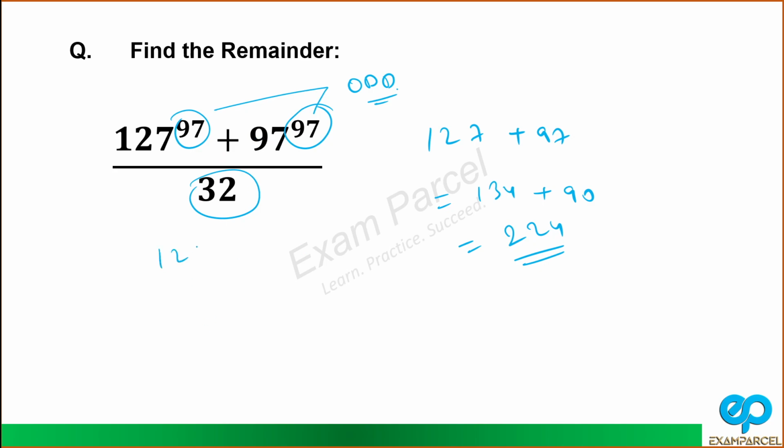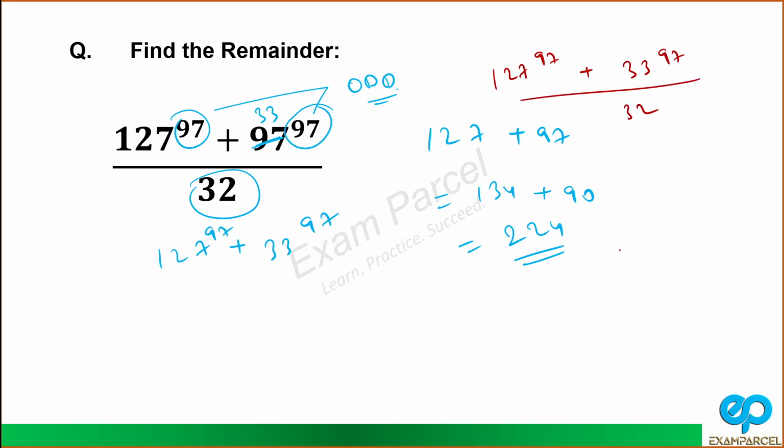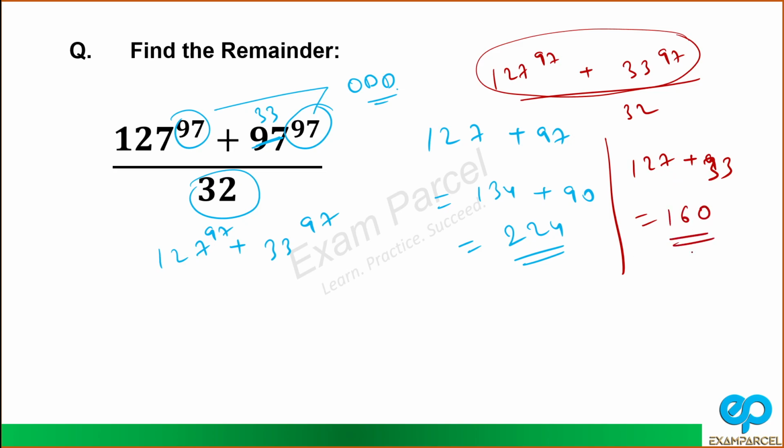Let us rewrite this as 127 plus, you can write this part as 33 raised to the power 97. Okay, so let us correct this to 33. So 127 raised to the power 97 plus 33 raised to the power 97 divided by 32. So this expression will be divisible by 127 plus 33, and this part is nothing but 127 plus 33, that would be 160, right?